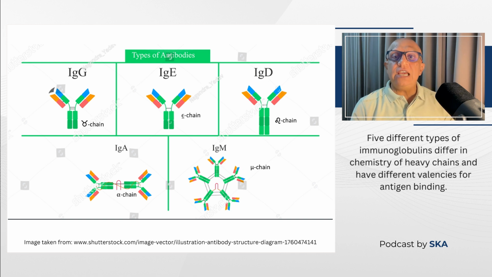Whereas IgA has two monomers joined together with a J chain, and that way it has a valency of 4. The other immunoglobulins like IgG, IgD, and IgE are all monomeric, so they have a valency of 2 only. So they can bind two antigens at the same time.